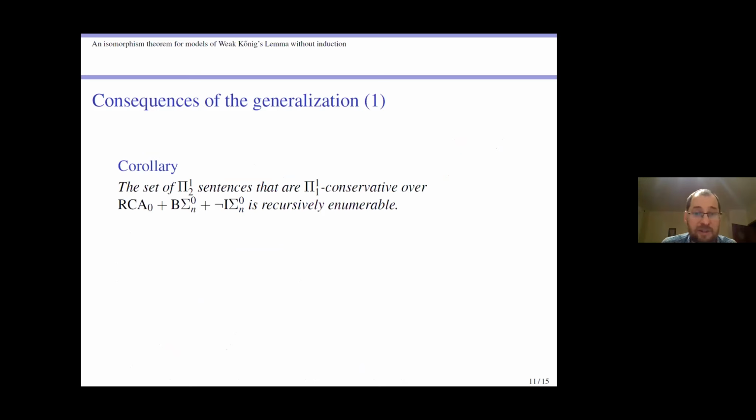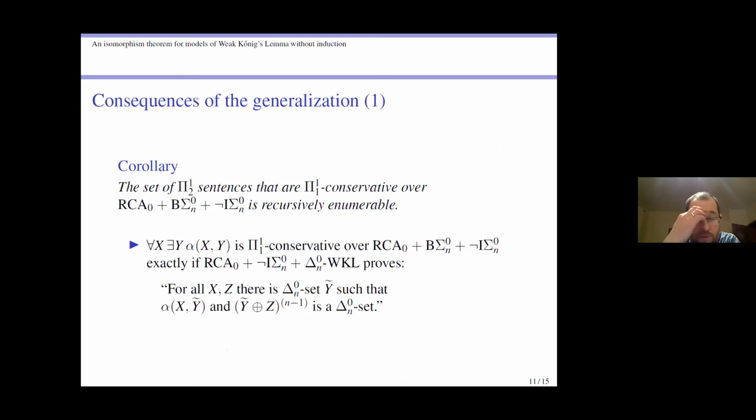So what does the generalization give you? Firstly, maybe we won't go through this in detail, but again, this almost negative solution to Tower's problem gets generalized to higher n. So for each n, the set of Π¹₂ sentences that are Π¹₁ conservative over Σₙ collection and not Σₙ induction, that's an RE set. That's actually a consistent recursively axiomatized theory.